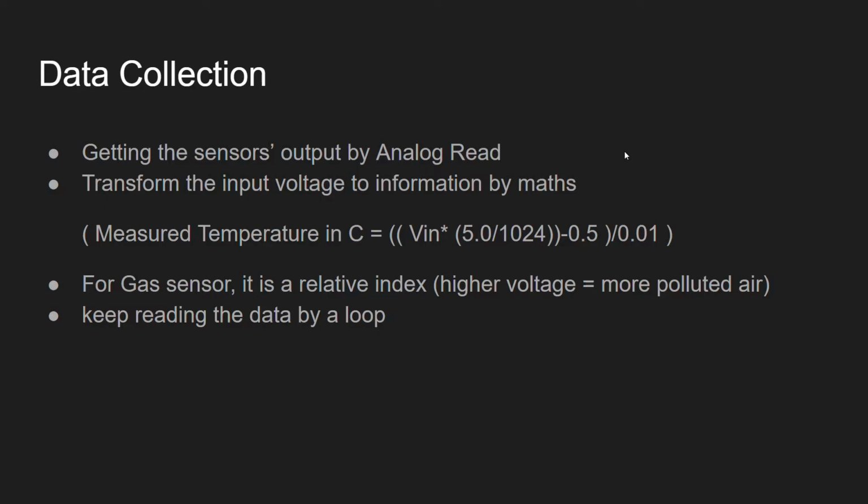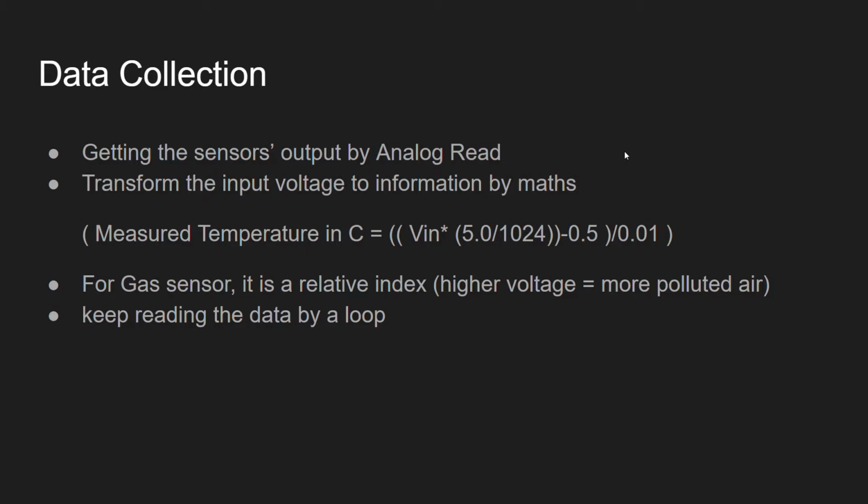For data collection, it is about how we read the data from the sensor. The Arduino gets the data by the analogRead function, which gives the analog value according to the different voltage outputted by the sensor. Then we have to transform the voltage into meaningful information. For example, for the temperature sensor, we could get the temperature in Celsius by the following equation: multiply the voltage by 5 divided by 1024, then minus 0.5, divided by 0.01.